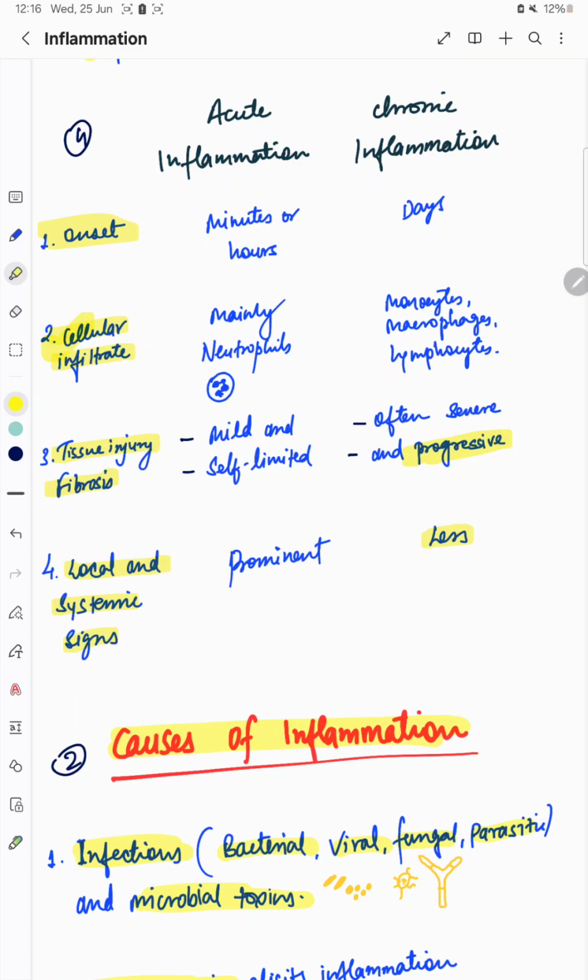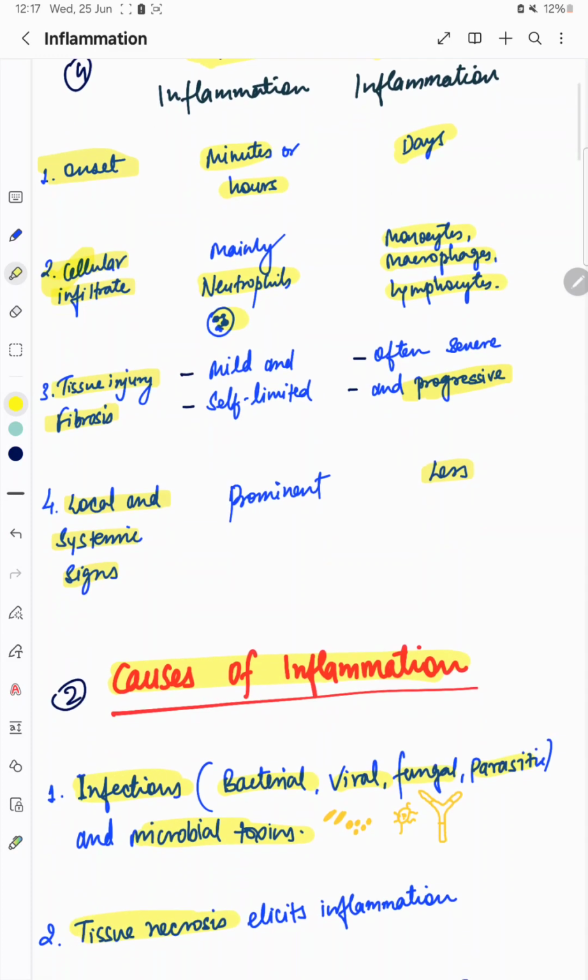Inflammation is broadly divided into acute and chronic types. We will see the basic differences between these two. Onset in acute inflammation is in minutes or hours, although in chronic inflammation it takes days or a longer duration. The cellular infiltrate in acute inflammation is mainly neutrophils, and in chronic inflammation mainly mononuclear cells like monocytes, macrophages and lymphocytes.